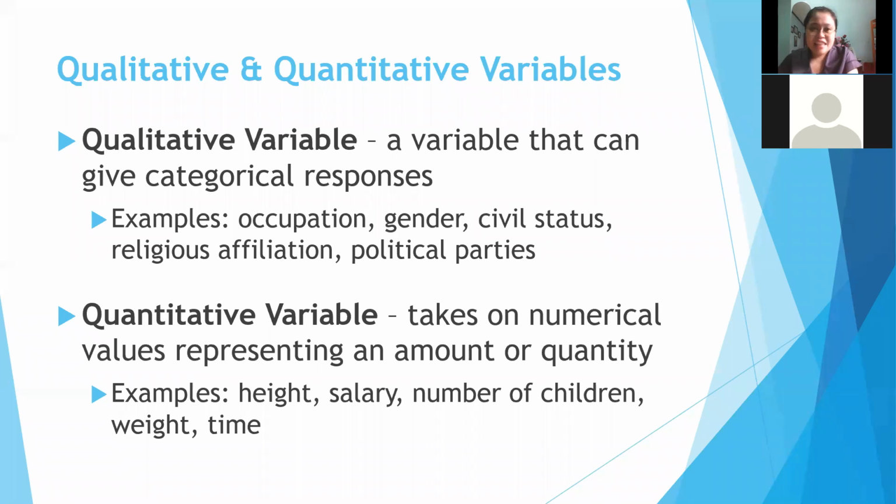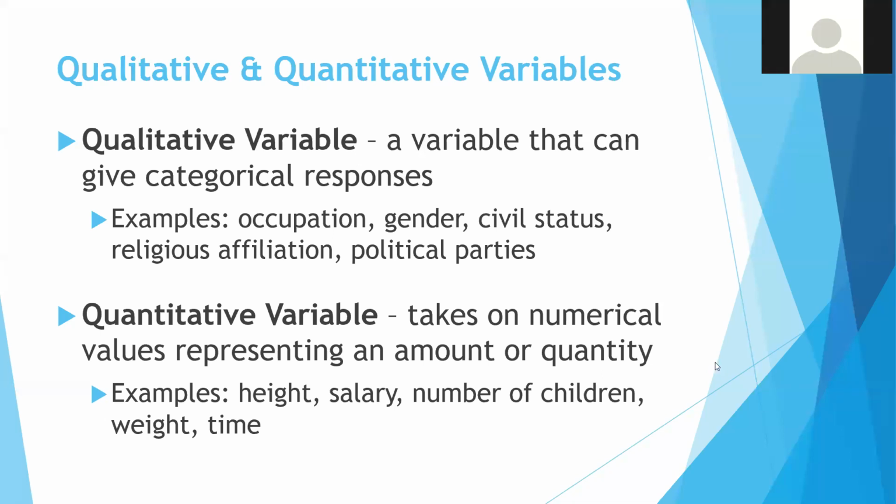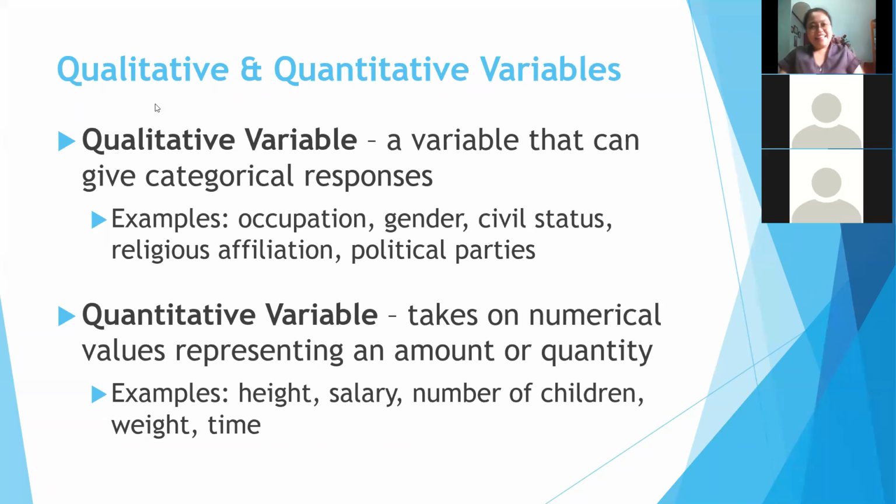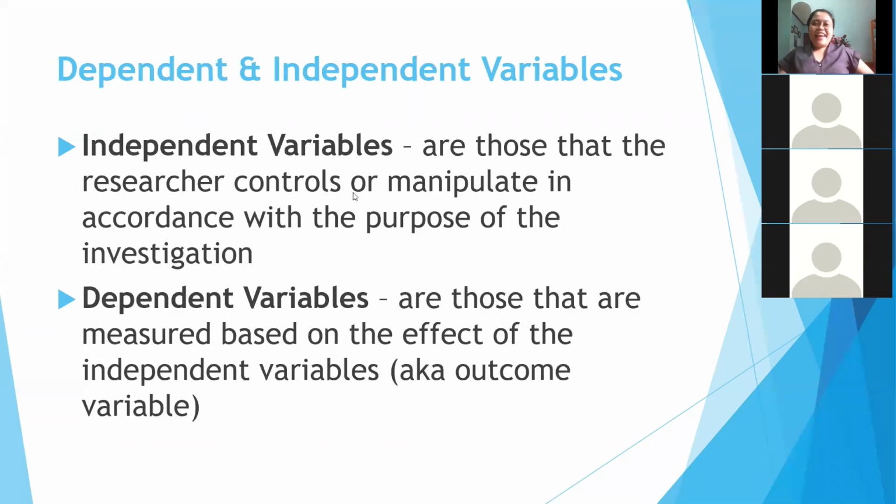Next, we have salary also. And then number of children. If you ask your respondent how many children they have, then the respondent will give you a numerical response. It's a quantitative variable. Weight also, and then time. Questions, class? Understood? None, ma'am. Copy. Understood.